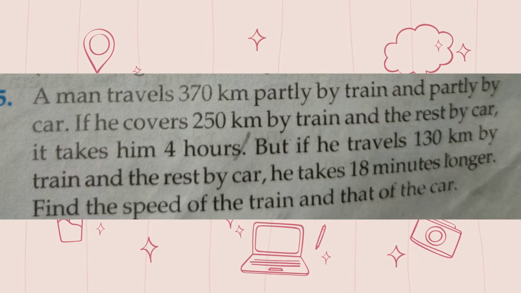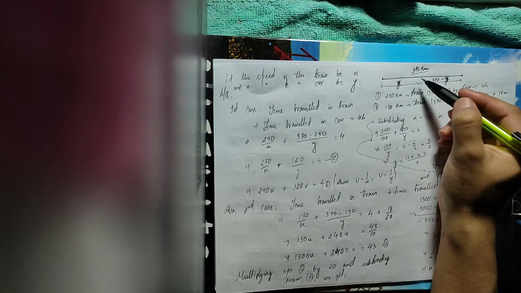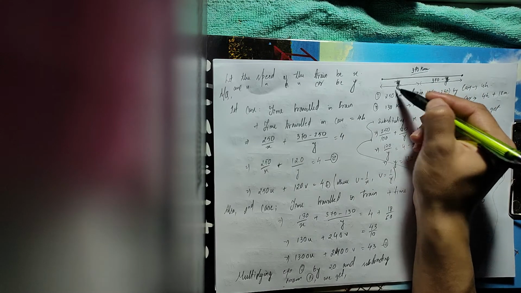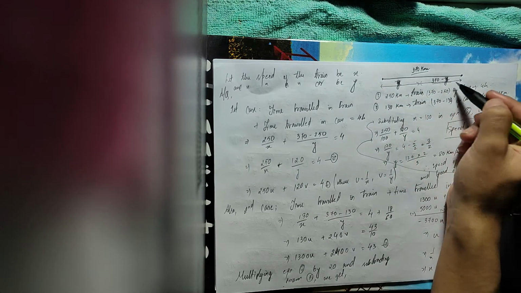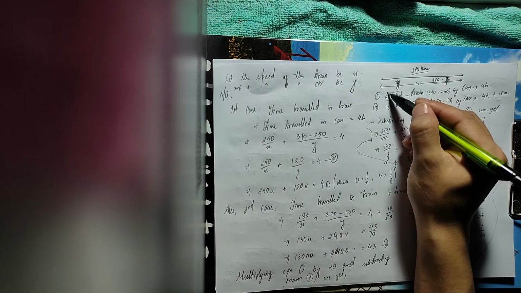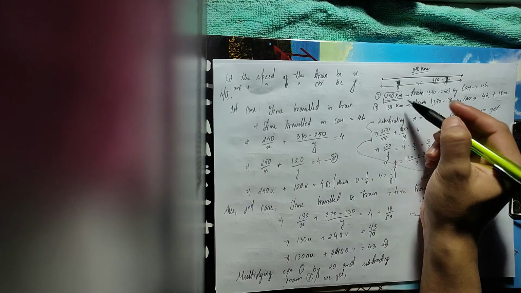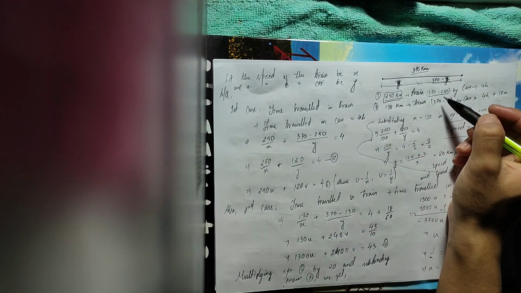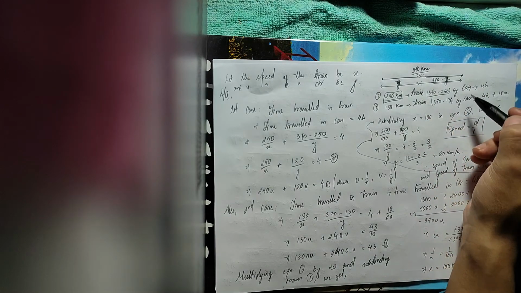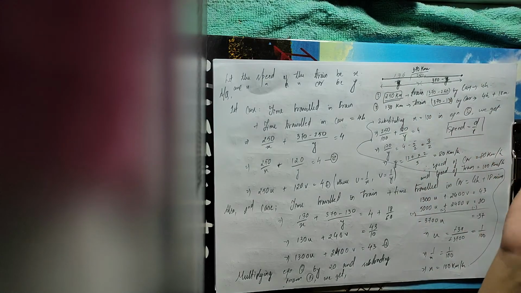Okay, so let's do this question. Here it is given that the total distance is 370 kilometers. Now we know that if this much is z, then this much is definitely 370 minus z. Okay, so for the first case, if this is 250 kilometer, this is just for explanation. If the first part he covers 250, then the rest has to be 370 minus 250, right? If let's say till here it is 250, then this will be 370 minus 250. Whereas if this is 130, then the rest will be 370 minus 130.